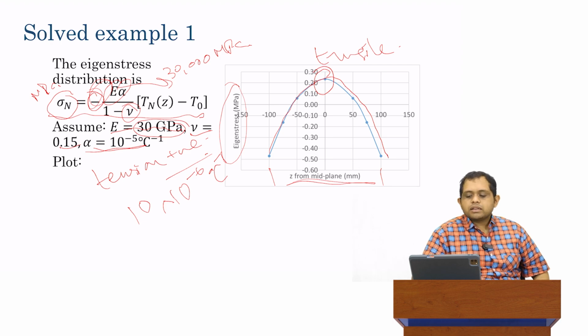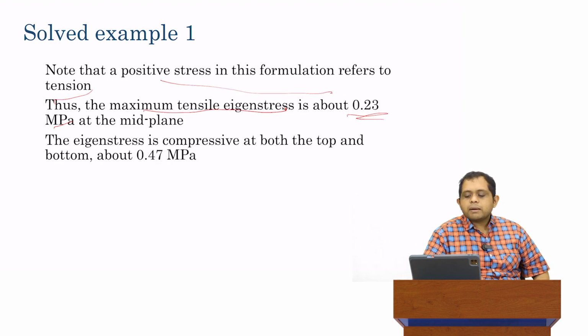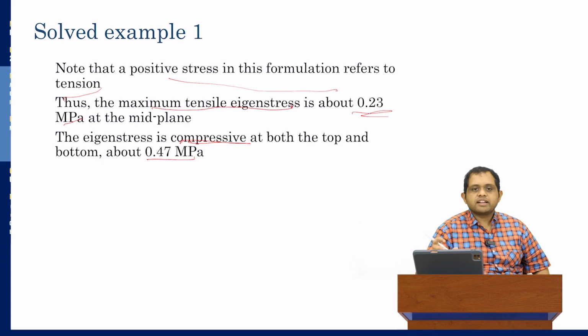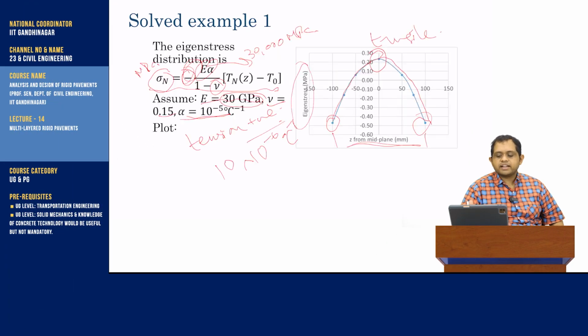At the top and at the bottom, we actually have a compressive stress, which happens to be equal to 0.47 megapascals. That's both at the top and at the bottom. So that's the value which I have over here. So it's a compressive eigenstress with equal value at the top and the bottom, equal to 0.47 megapascals. That's what the negative sign indicates, that it's a compressive stress.